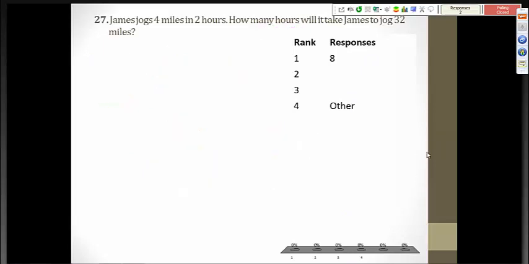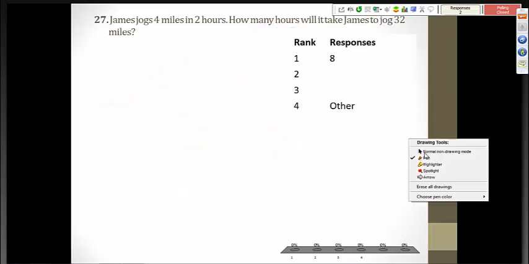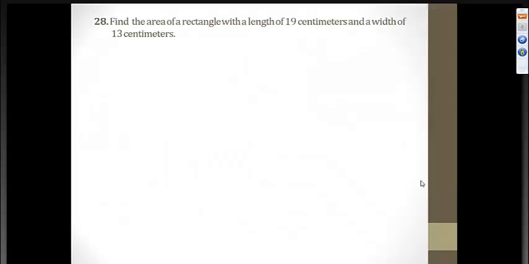All right? It says find the area of a rectangle with a length of 19 centimeters and a width of 13. So let's draw our rectangle, label it. So we have a width of 13 and then a length of 19. Now what's the formula for area? Length times width. So what do we need to do with these two numbers? We just need to multiply it, right?